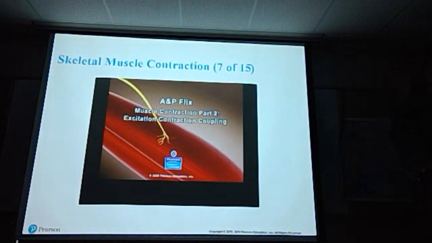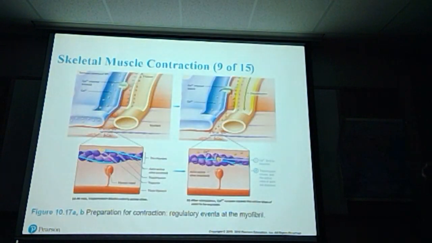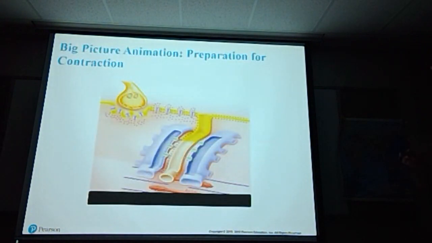All right. Muscle contraction part 2, another video showing the animation of the process. In preparation for muscle contraction, calcium ions are released at the terminal cisternae and bind to troponin. Troponin has three subunits. One subunit binds calcium, one binds actin, and the other one binds tropomyosin. Tropomyosin moves, and the active sites of the actin are exposed. Again, here's where the myosin head comes up and attaches to the actin sites in response to calcium being dumped in. There's a nice little video that shows that.